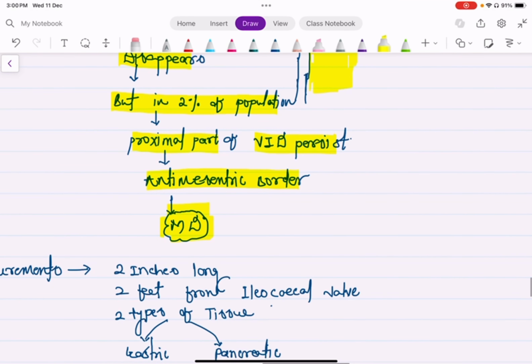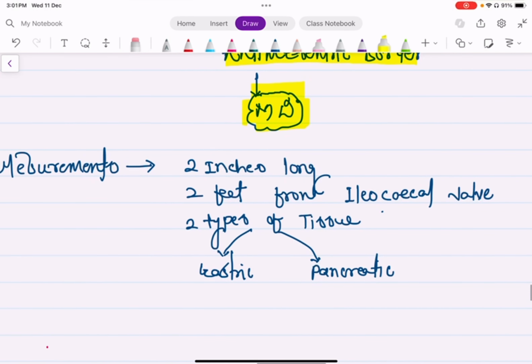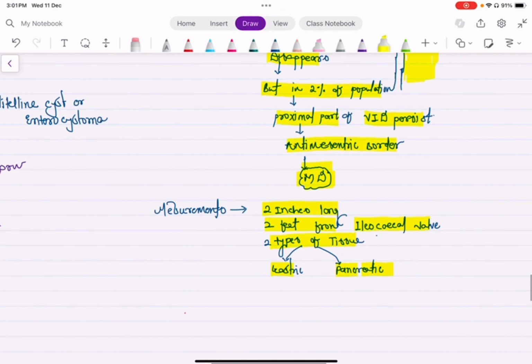Now, coming to the measurements of Meckel's diverticulum: it is 2 inches long, 2 feet from the ileocecal valve, and 2 types of tissue are present in Meckel's diverticulum. One is gastric tissue, one is pancreatic tissue. Meckel's diverticulum is sometimes confused with acute appendicitis. When we open the abdomen, if the appendix is not inflamed or affected, then we must look for Meckel's diverticulum.